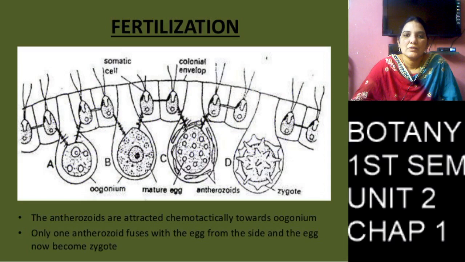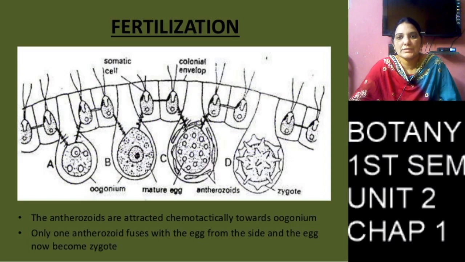So here the female sex organ is called oogonium. The cell loses its flagella and turns into a round or ovule-shaped structure, and it does not undergo any division.